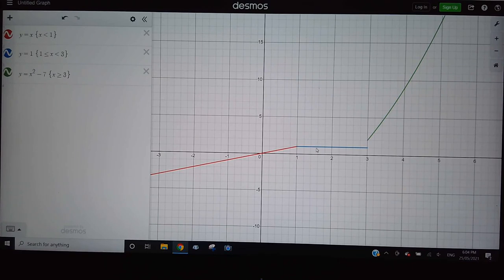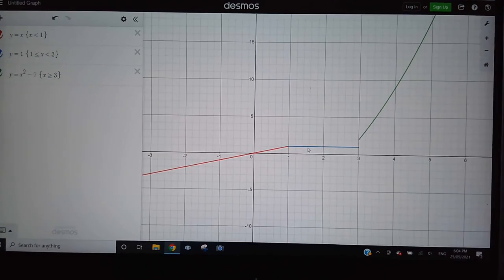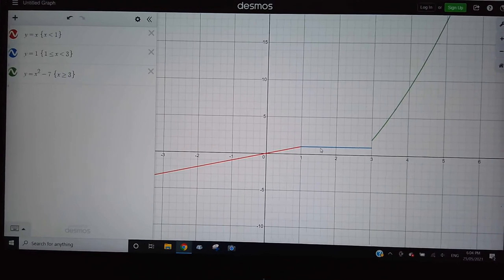Okay, so hopefully that's helped, especially when restricting domains. So that's how we restrict the domain in Desmos.